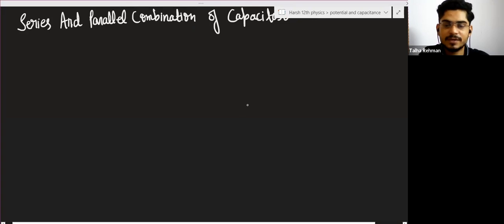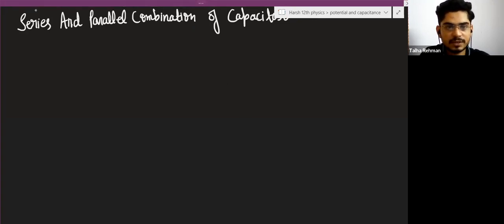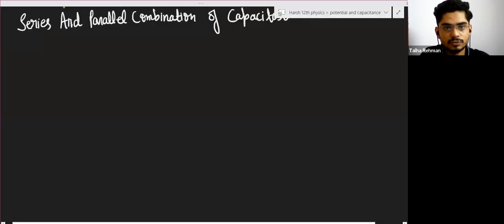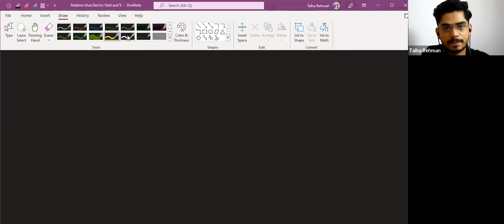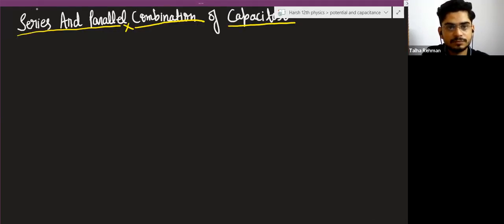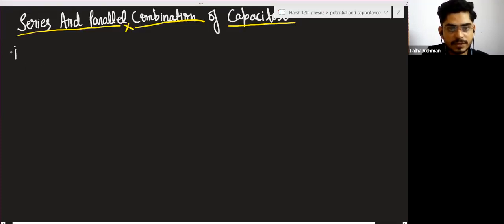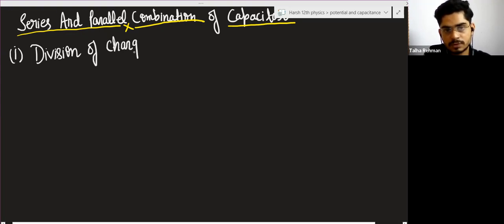Capacitors. Okay, so before this, I will tell you how to divide charge and how to divide voltage in the wires. So let's see. First we will study the division of charge.